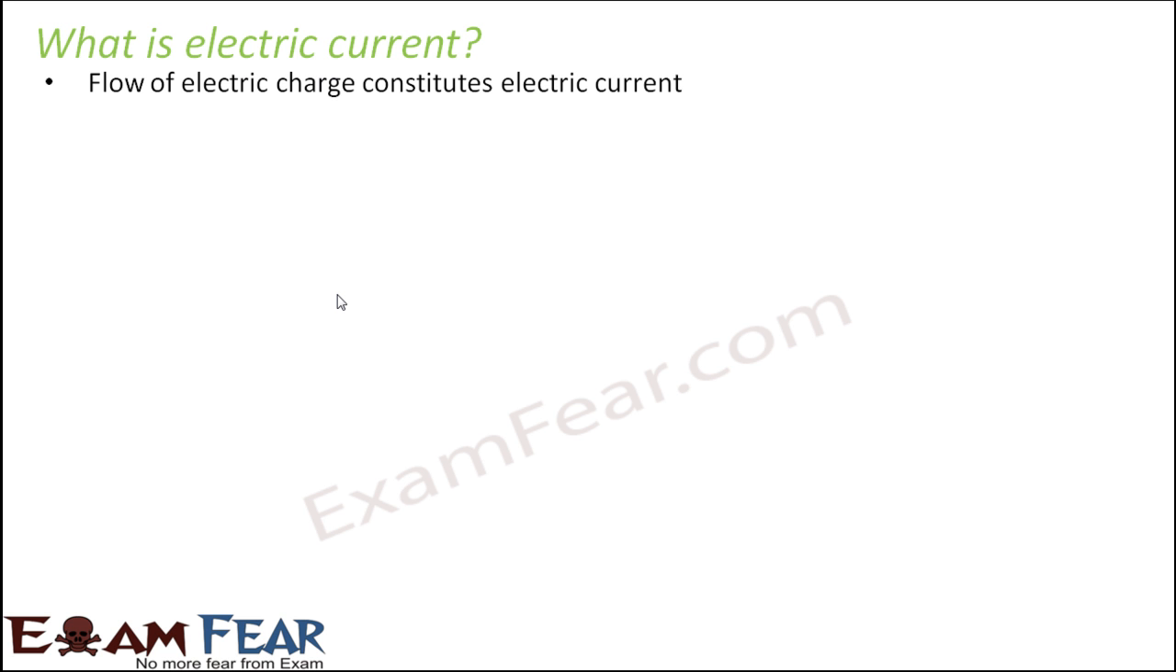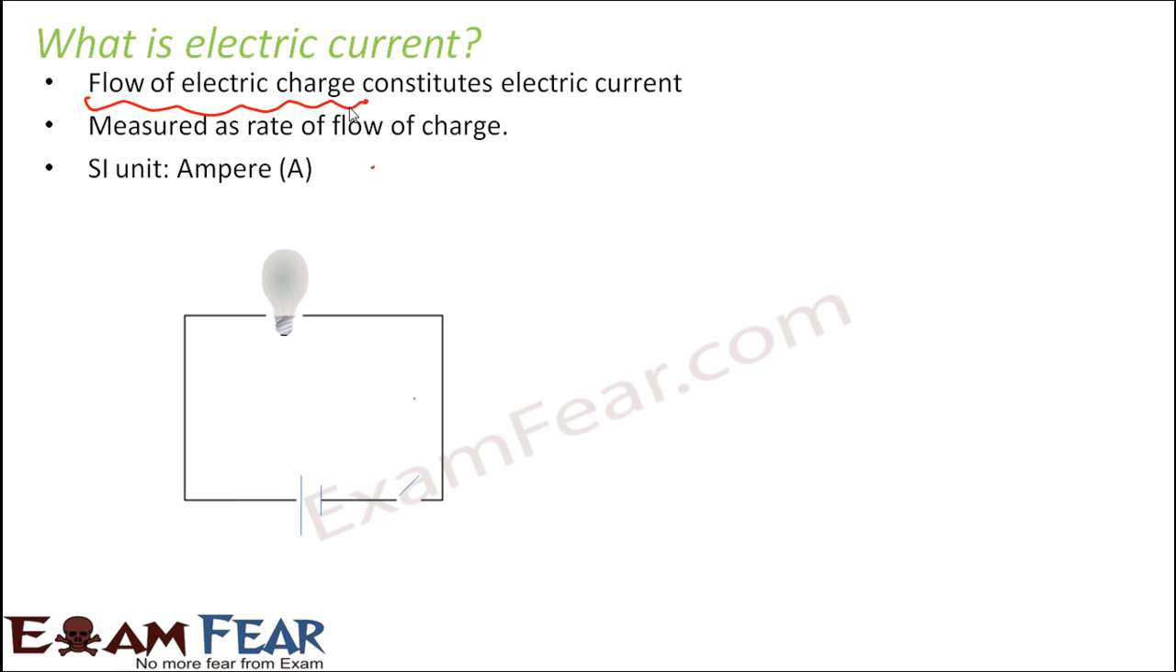So electric current is nothing but flow of electric charge. So flow of electric charge constitutes electric current. Now you might ask, what is electric charge? So forget about electric charge, forget about electric current. Just think of this simple scenario where you have a circuit, you have a bulb, and as soon as you switch it on, the bulb glows. So that's what happens at your home, right?